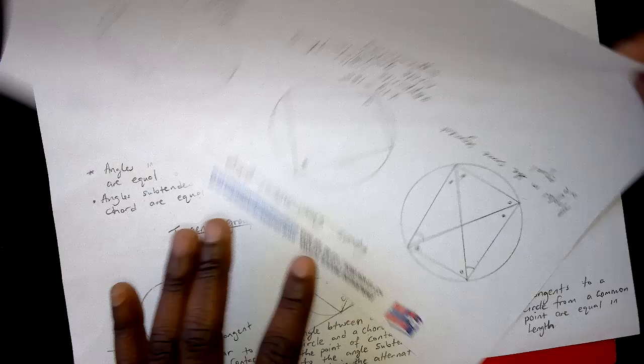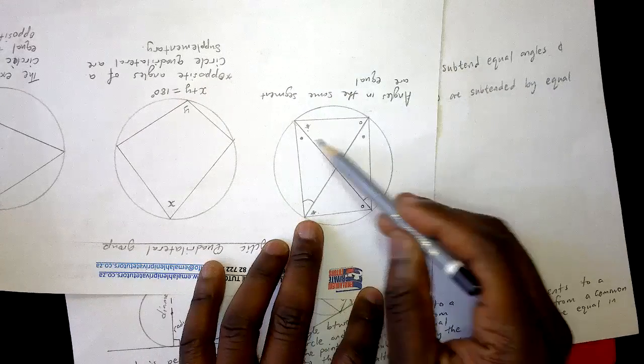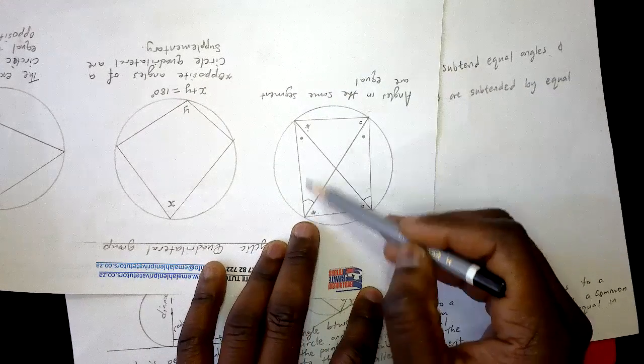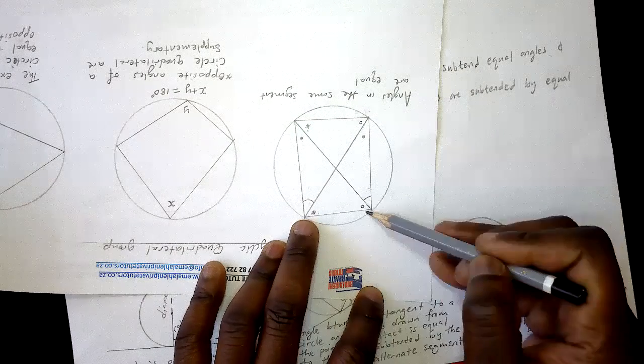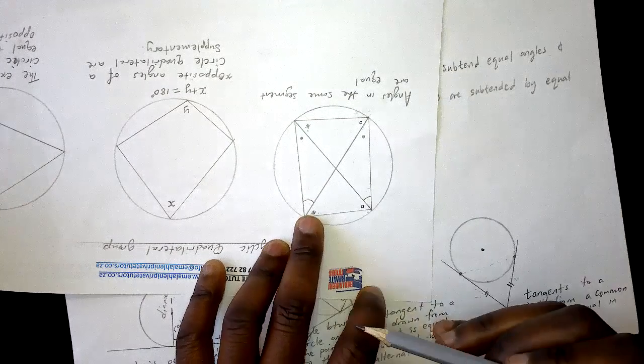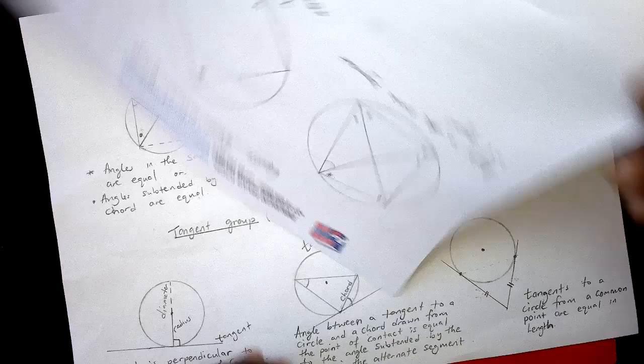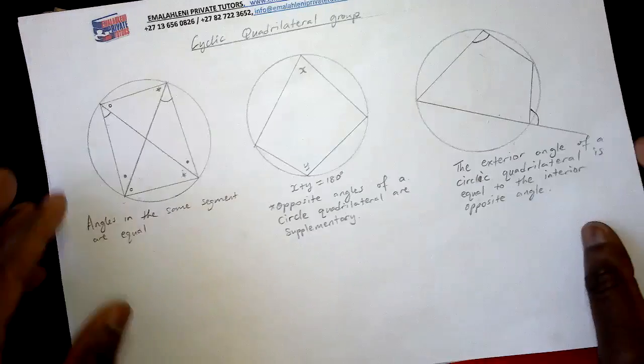Then if you do this again, you find that this angle here and this angle here are subtended by the same chord, which is this chord here. So we're saying it goes there and forms an angle. So those angles should be the same.